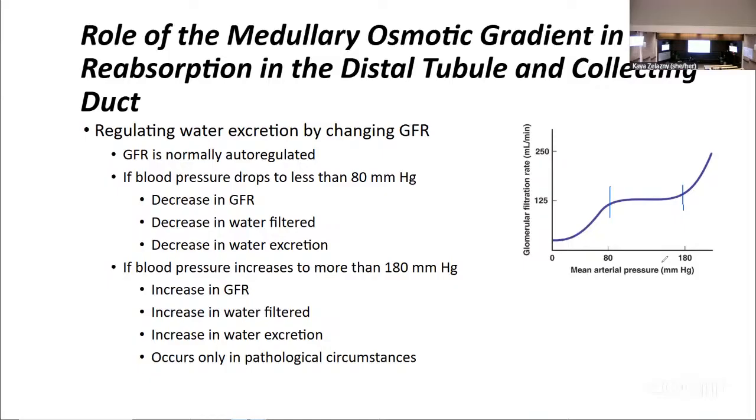Which means that we see filtration slowing down. So low blood pressure means we have a decrease in our glomerular filtration rate, which means there's not as much water in the nephrons, which means by the time we leave the nephrons and head to the bladder, we're going to see less water, right? So less urine, less water excretion.